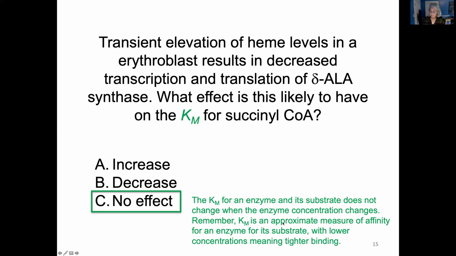So remember, Km is an approximate measure of the affinity of an enzyme for its substrate, with lower concentrations meaning tighter binding, right? I don't think I've mentioned this before. That's another way to think about Km. It's an approximate measure of the affinity of an enzyme for its substrate, and the Km is independent of the concentration of enzyme used, or the concentration of enzyme in the erythroblasts here.